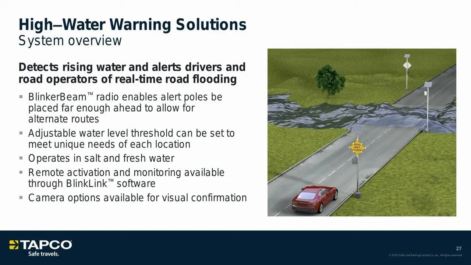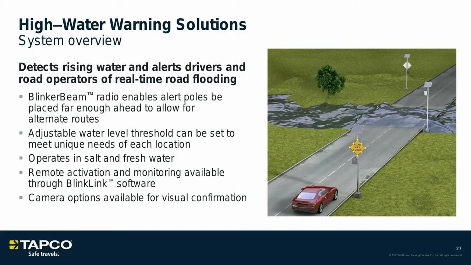So we can do a lot of different things. There's different ways to adjust the threshold levels. We can do these in salt water and fresh water. So again, it doesn't matter where the flooding is occurring or what kind of water is there. We've got a system for both. And then we do have the ability to use our BlinkLink software to warn emergency services, TMC, anybody in the city, anybody at the DOT, whoever wants to be alerted for an activation like this. We can put them on the list and they'll get the alerts that the event is occurring in real time. We'll cover BlinkLink a little bit later in the presentation.